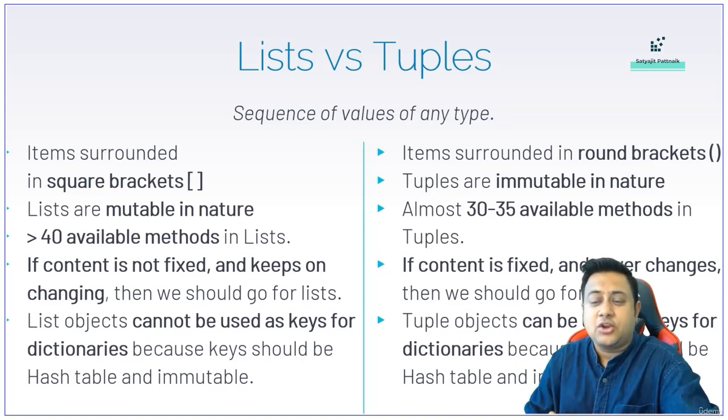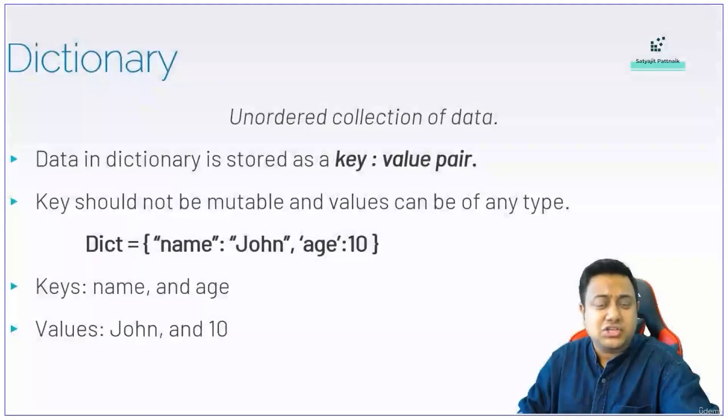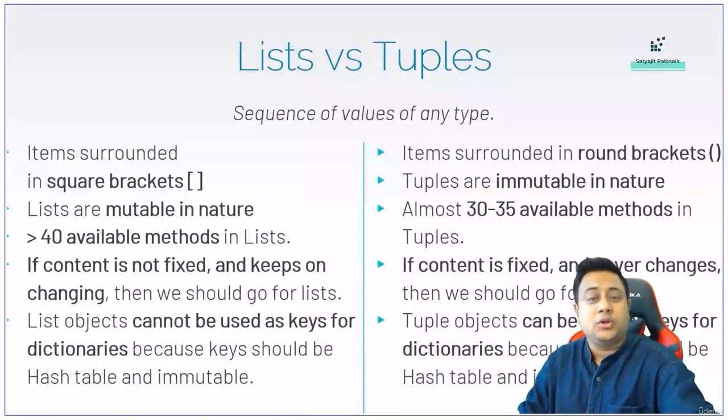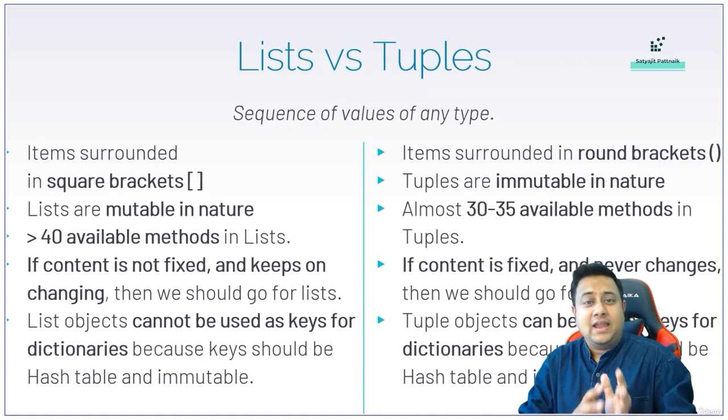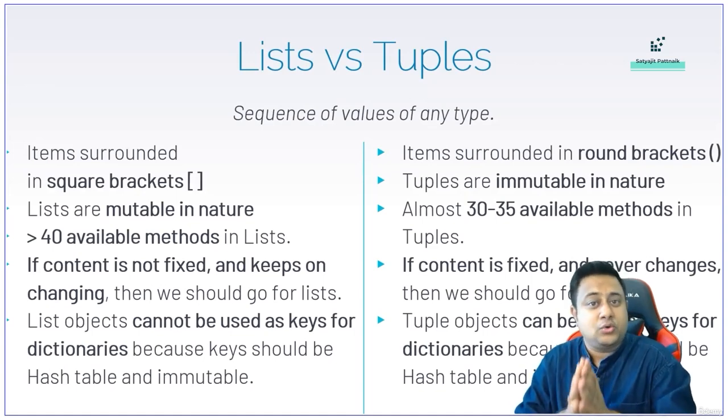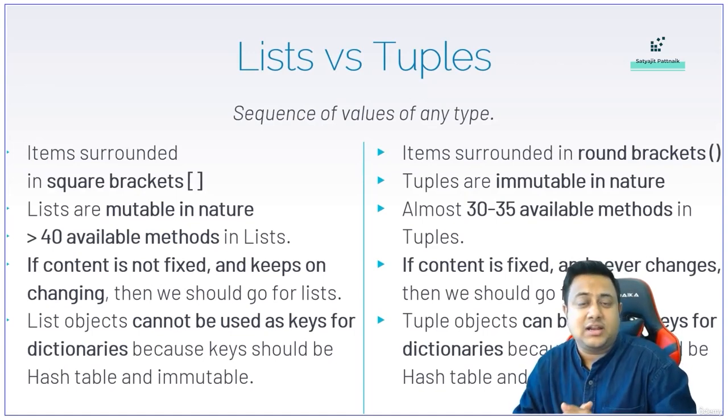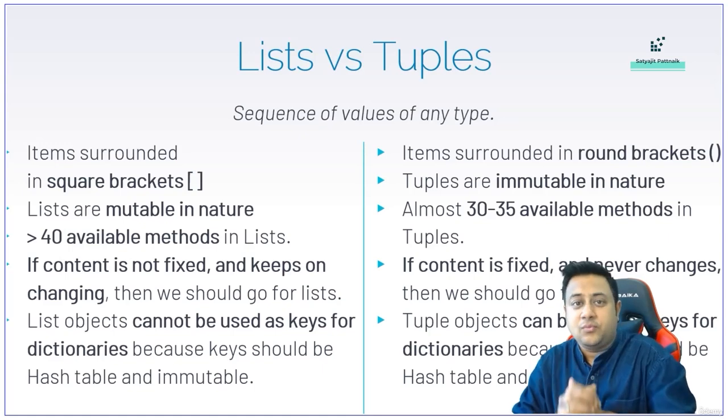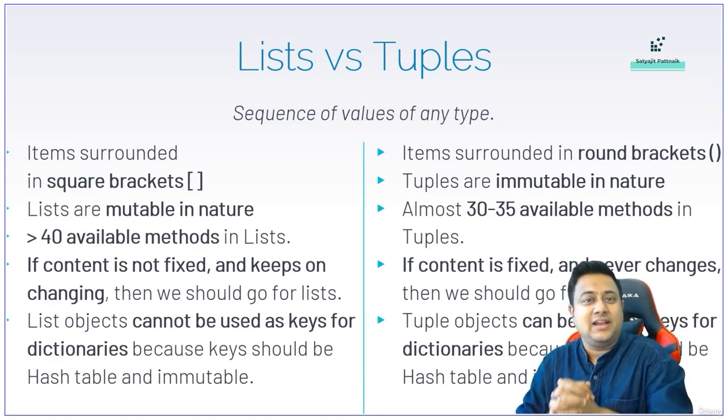List objects cannot be used as keys for dictionaries because keys should be hashable and immutable. Tuple objects can be used as keys for dictionaries because keys should be hashable and immutable. Well, before getting into sets and dictionaries, let's jump into the code for lists. And in the next video, we shall be jumping into tuples. And once we understand lists and tuples, then we can go ahead and learn sets and dictionaries.